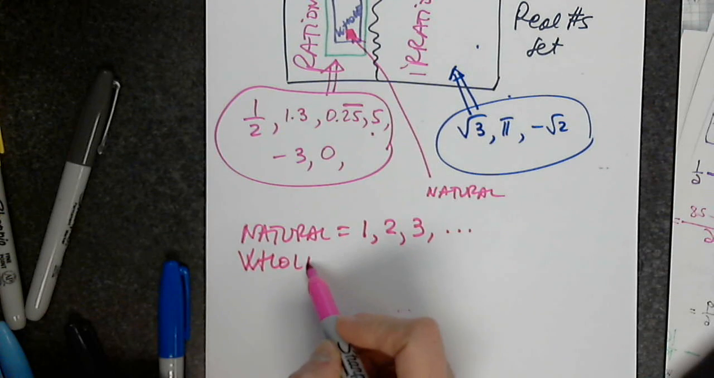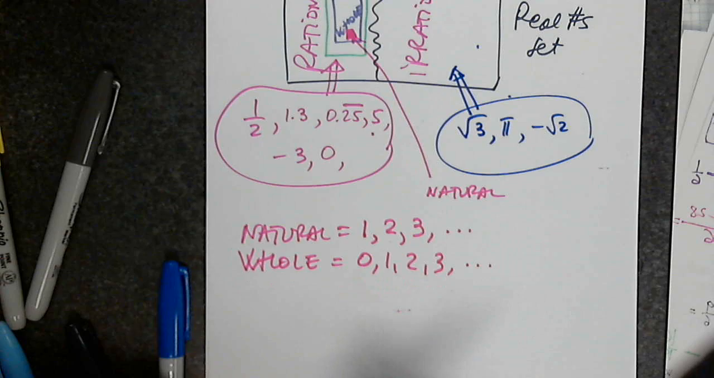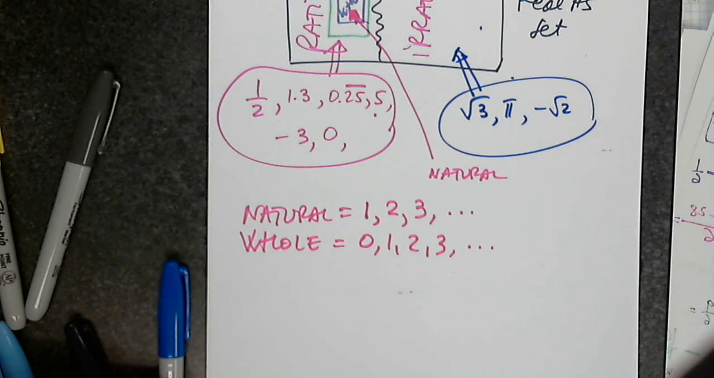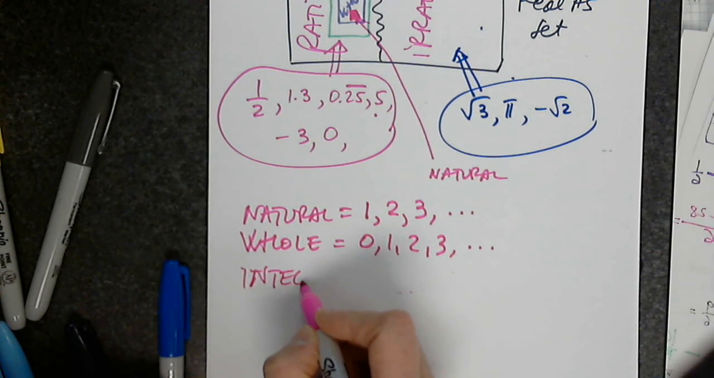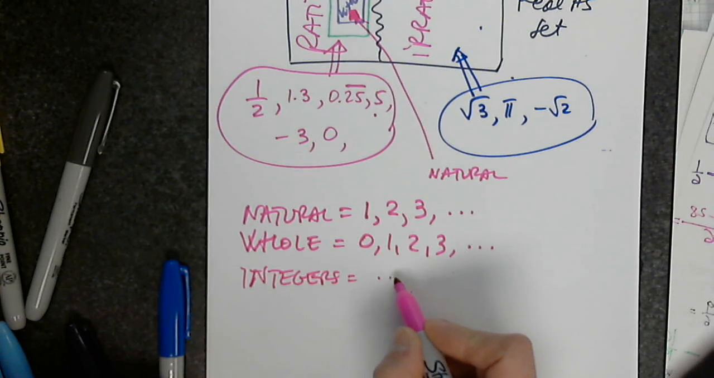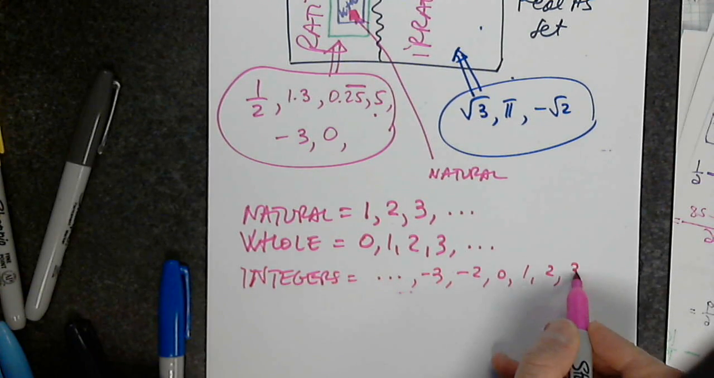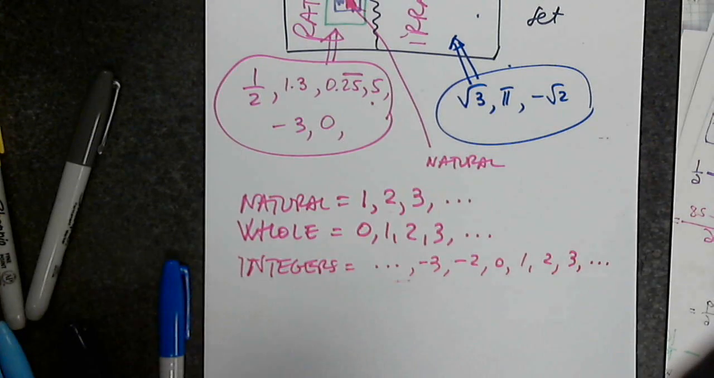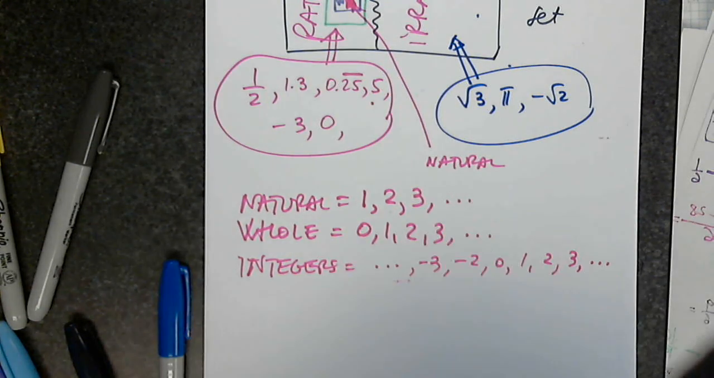Whole, there's 0, 1, 2, 3, and so on and so forth. And integers, -3, -2, -1, 0, 1, 2, 3, and so on. So now we can quickly answer question 6.